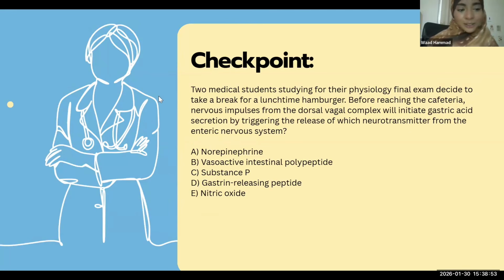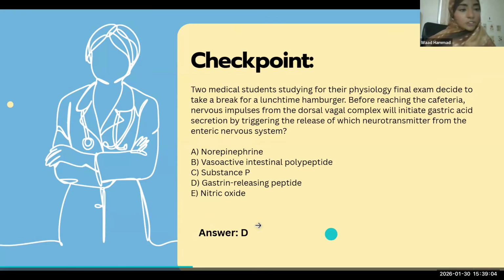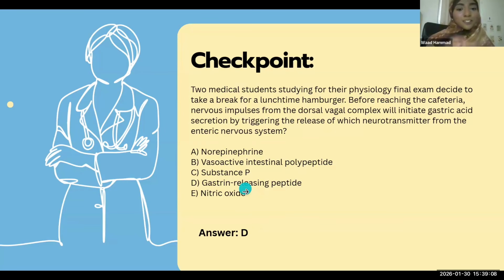Okay, so we got a D, which is perfect. The answer is D. As you remember, the vagus nerve releases GRP, which then can activate all the other cells: the G cells, the parietal cells, the enterochromaffin-like cells. I mean, sorry, GRP only activates the G cells. So that's why we still have some part of the enteric nervous system.